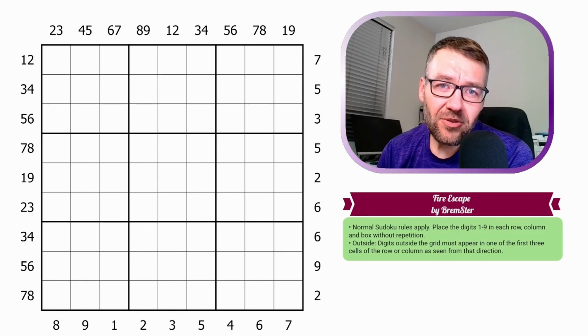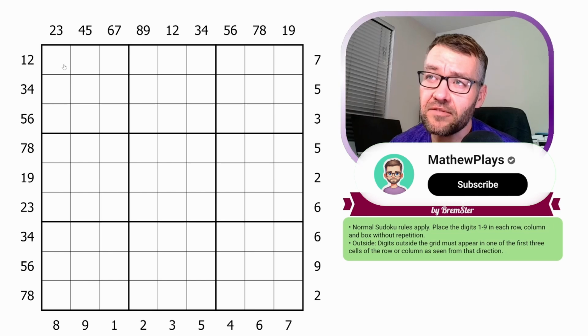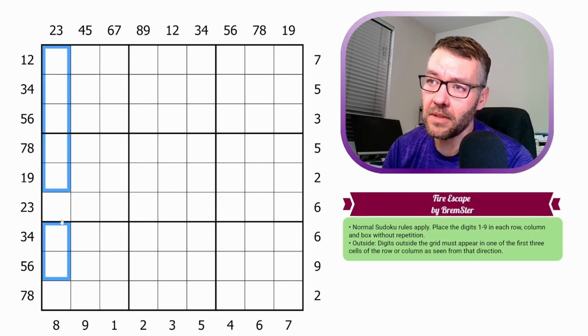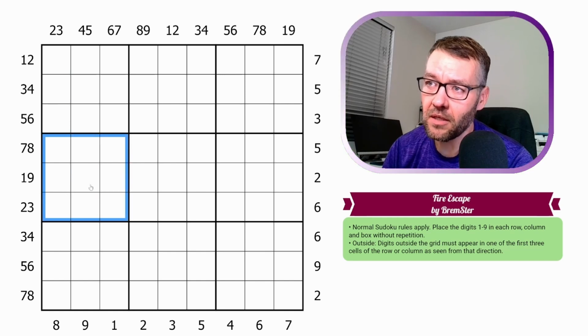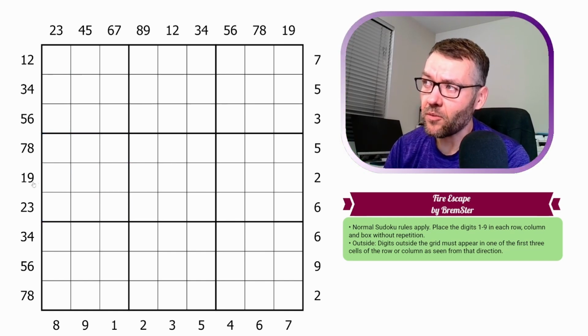Hello, let's continue my Sudoku study series with Fire Escape by Bremster. So in this puzzle we have typical 9x9 Sudoku rules. We have to place the numbers 1 through 9 in every row, column, and 3x3 box. We also have outside, which is a rule set I've never dealt with before.